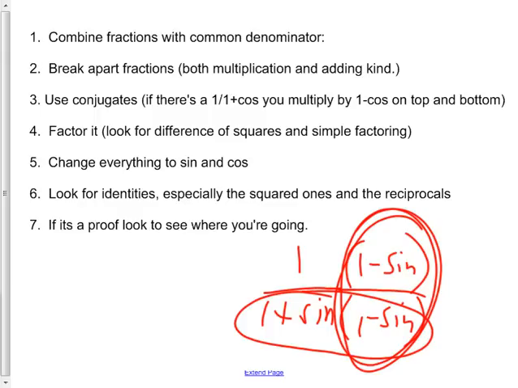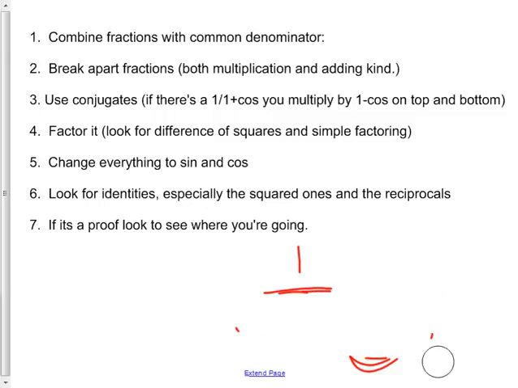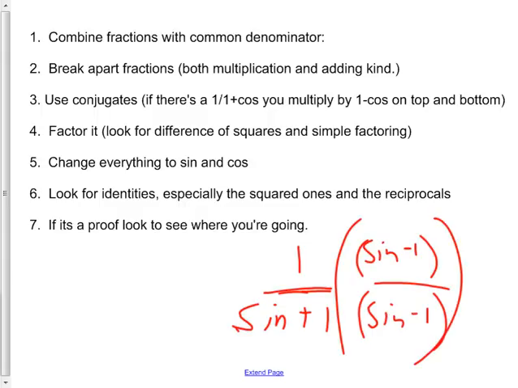Yes? If it was sine plus 1, would it work the same way? Absolutely. If the problem you got had a sine plus 1 on the bottom, you could then change and multiply that by sine minus 1. I mean, you can multiply by anything you want as long as you do it on the top and the bottom, right? And yes, it would still do the same idea.